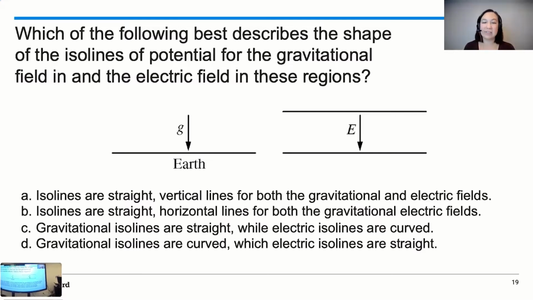The isolines are straight horizontal lines for both the electric and gravitational fields. And don't forget that she mentioned that their field lines are vertical. Remember, they're always perpendicular to the isolines.